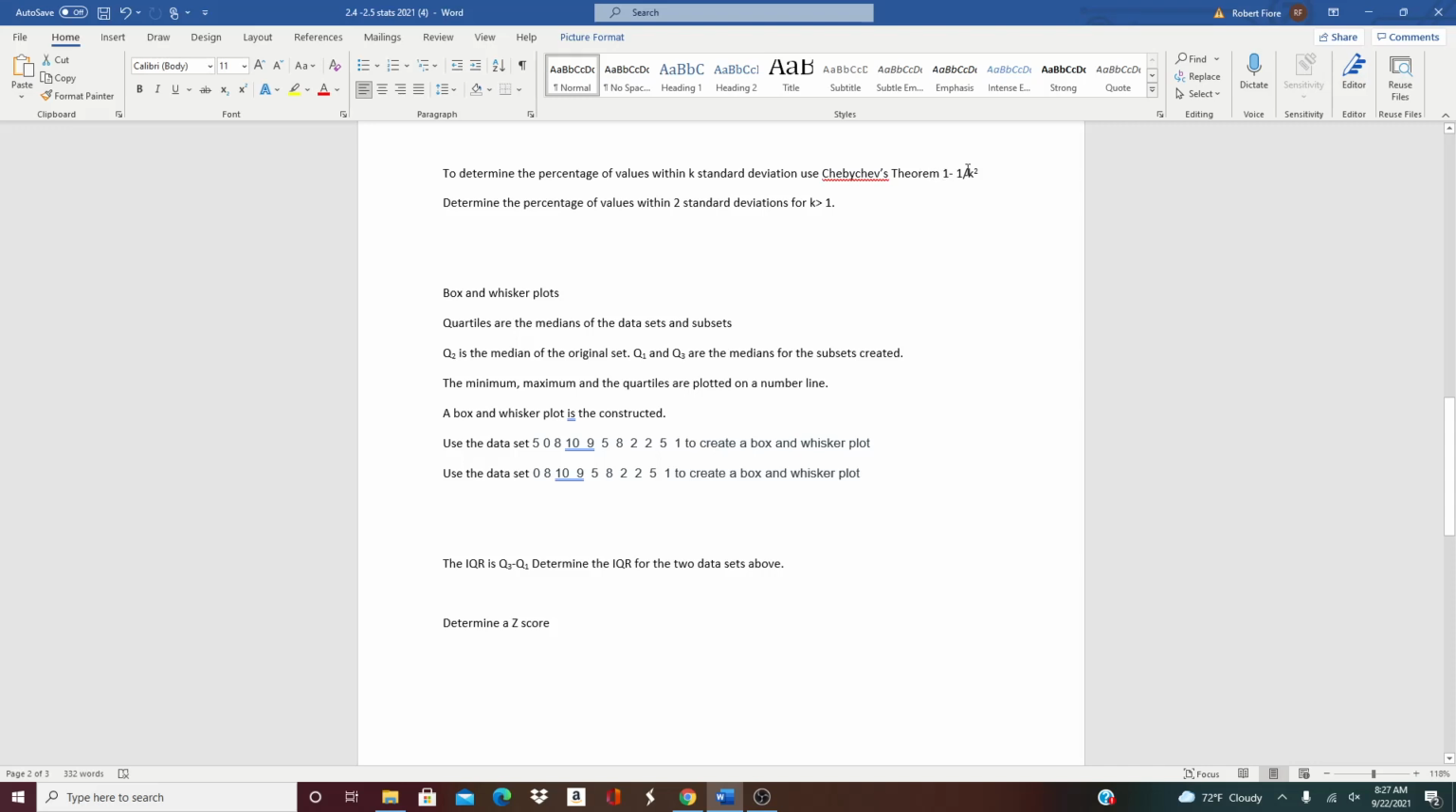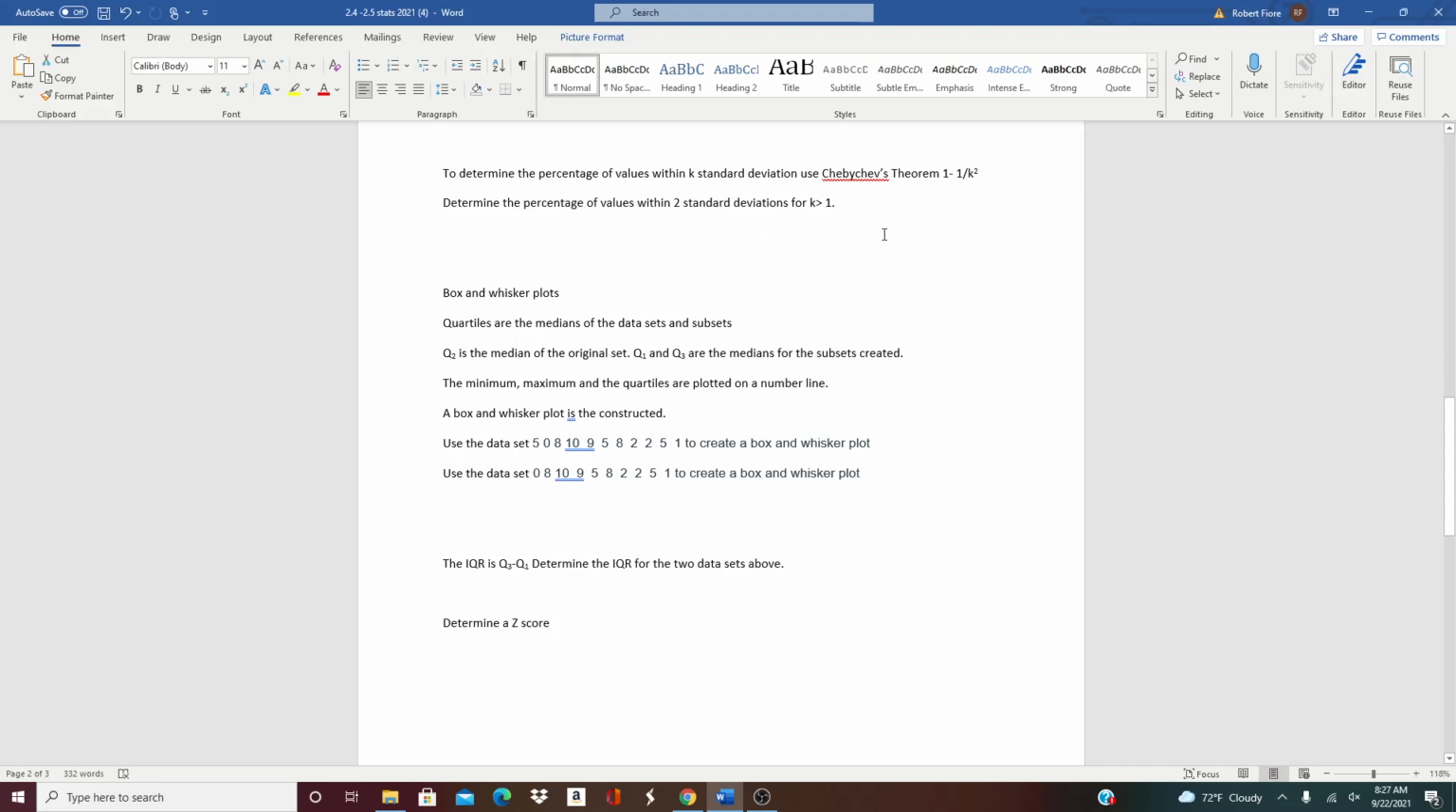It's 1 minus 1 divided by k squared. Now k is the number of standard deviations from the mean, and k has to be greater than 1. When we say standard deviations from the mean, we mean number of standard deviations to the left of the mean and to the right of the mean.